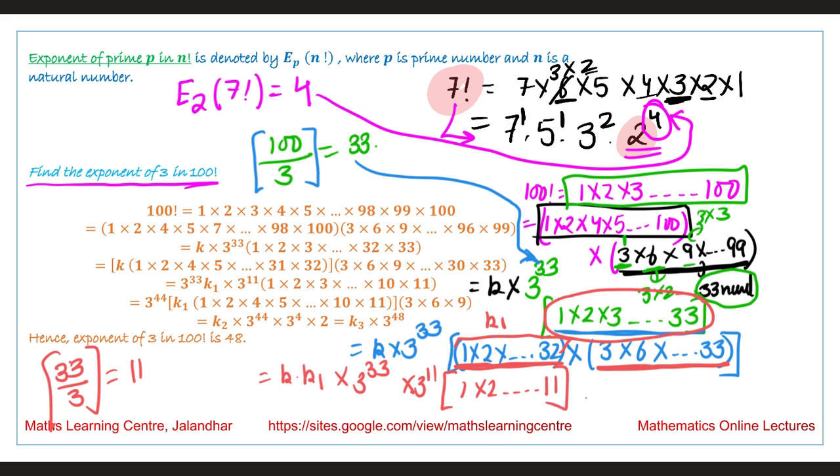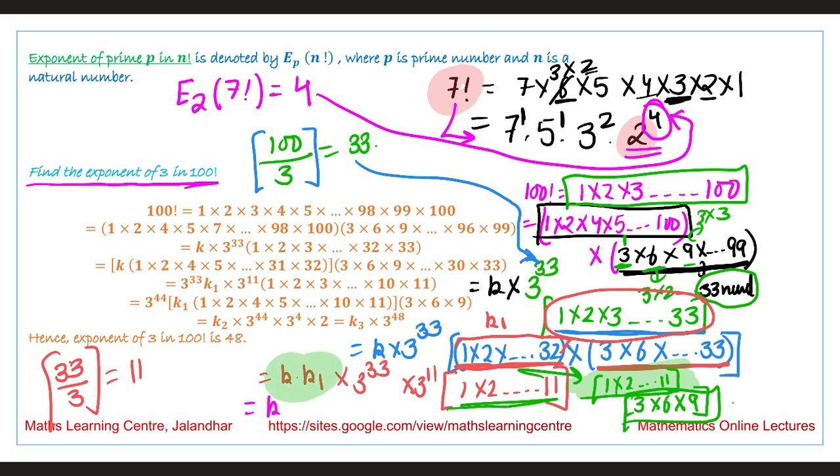Again for this term, I am talking about this term only, we write it as 1 into 2 so on up to 11, and the multiples of 3 are 3 into 6 into 9. These are 3 terms we have now. So this portion of the number and the multiple of these two, suppose we write it as k1 and k2, we get k into k1 into k2. Then these two powers get added: 3 raised to the power 33 into 3 raised to the power 11.